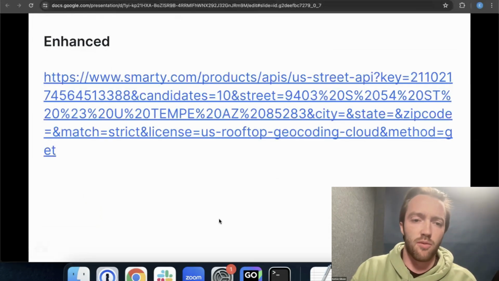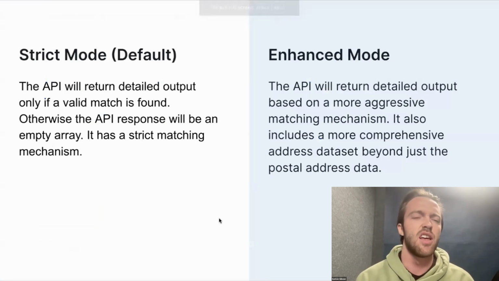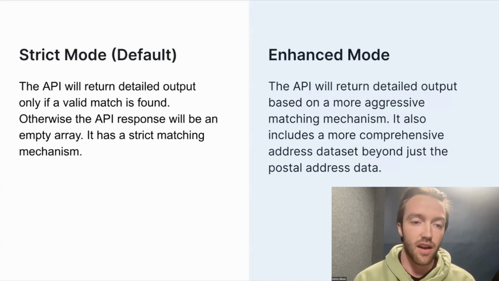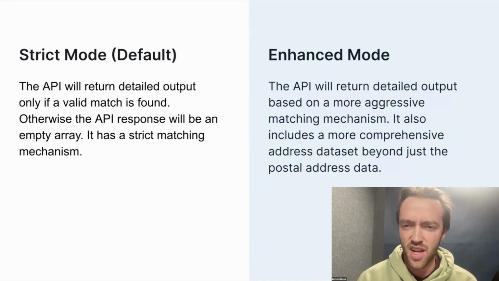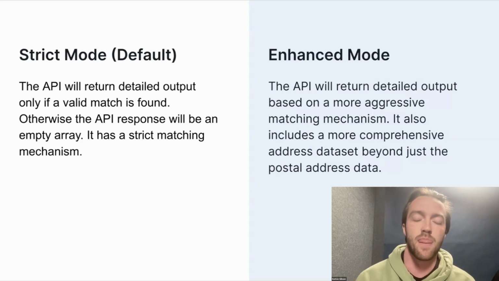We'll now look at a more formal definition of both of these. This is from our Smarty website, our documentation. So strict mode, it says it'll return detailed output only if a valid match is found. Otherwise, the API response will be an empty array, which we saw. It has a strict matching mechanism. Whereas enhanced mode will return a detailed response based on a more aggressive matching mechanism. It also includes a more comprehensive address data set beyond just the postal address data, which we saw too. We already used an address that you were unable to find using strict mode, using just the USPS's data set.